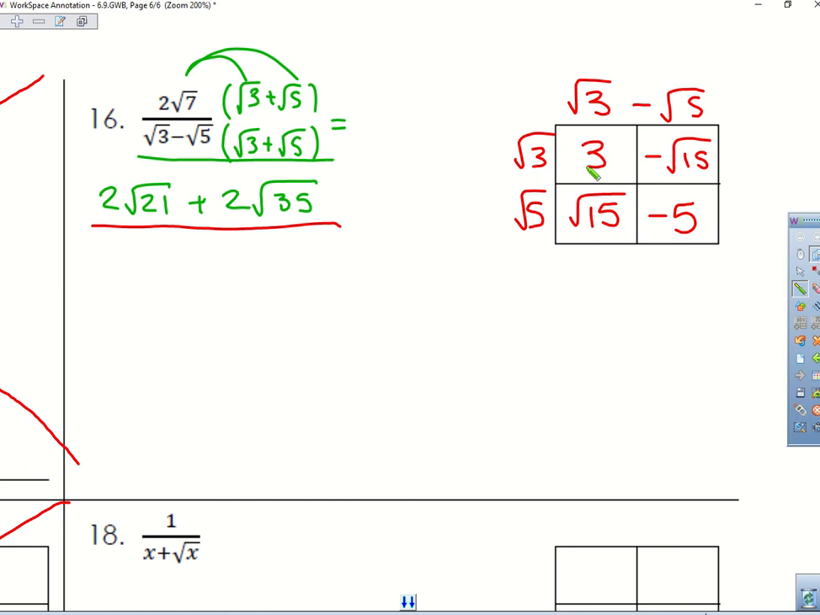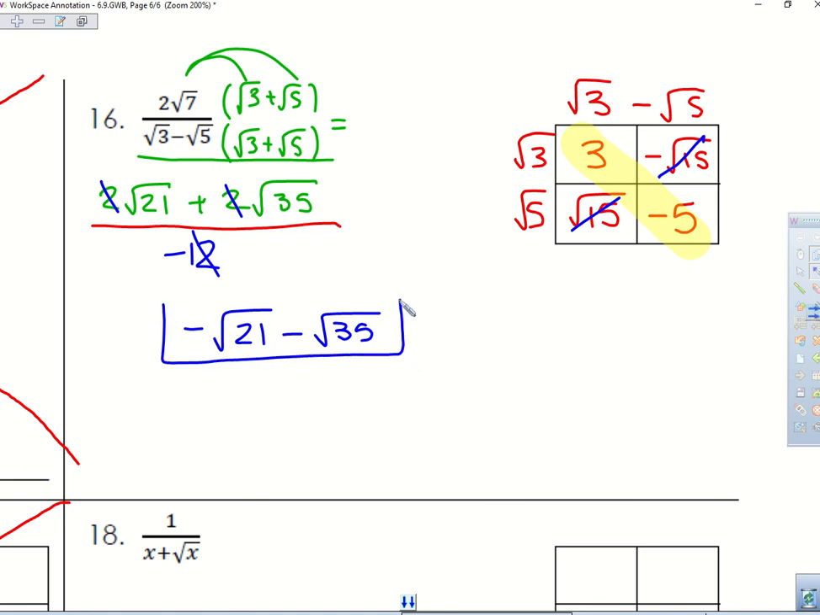Now, what you're going to notice is these are like terms, right? And then these actually cancel out. If you take radical 15 and subtract radical 15, those go away. So what is 3 minus 5? Negative 2. Now, isn't it true that I can divide each of these by the 2 in the denominator? So these cancel out. But that leaves me with a negative 1 in my denominator, right? So that means these all have to become the opposite sign. Now you can't simplify this any further.